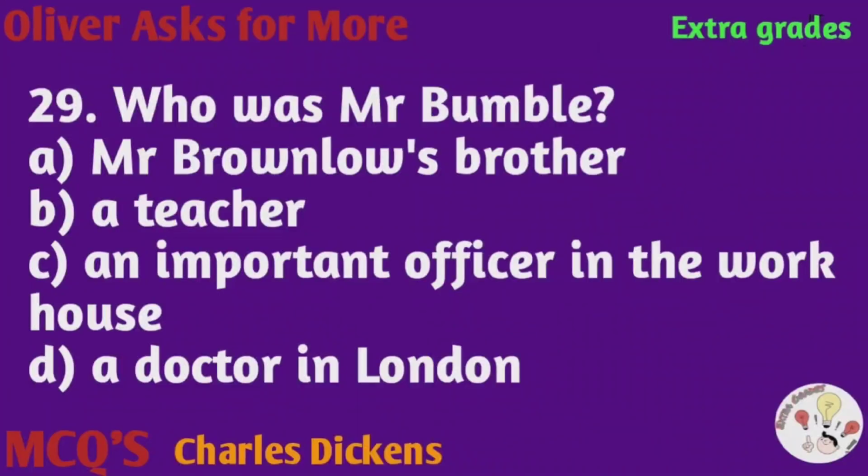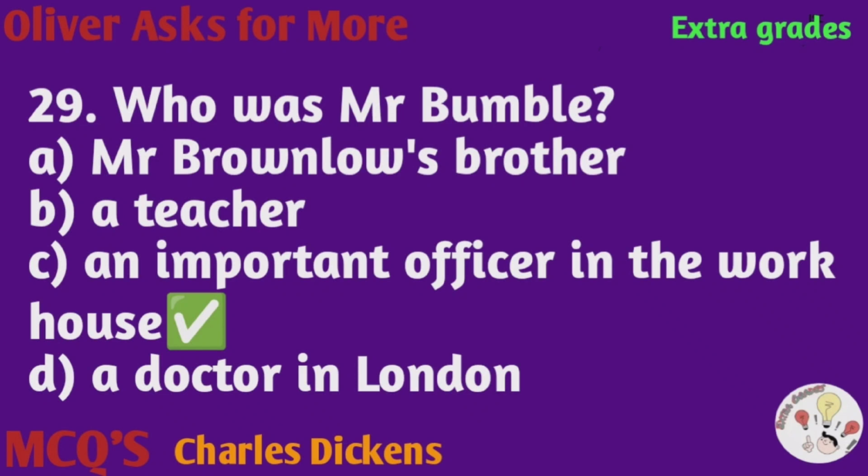Question number 29. And the question is, who was Mr. Bumble? And the options are A. Mr. Brownlow's brother. B. A teacher. C. An important officer in the workhouse. D. A doctor in London. And the correct option is C. An important officer in the workhouse.